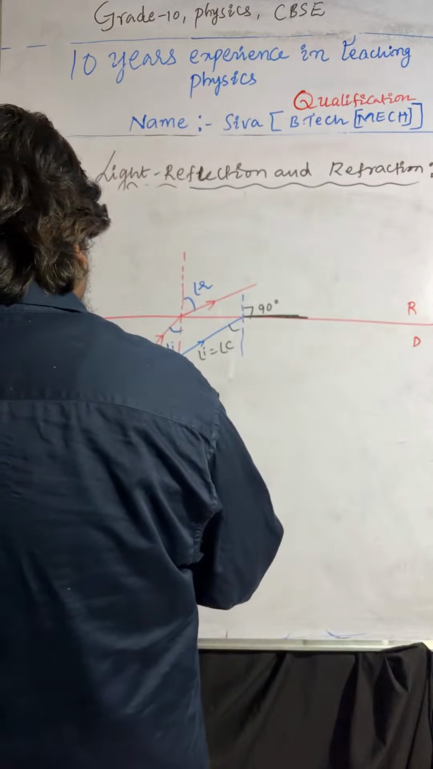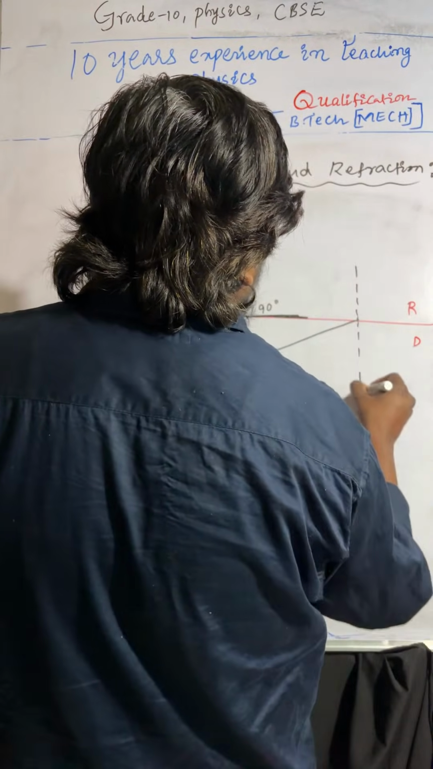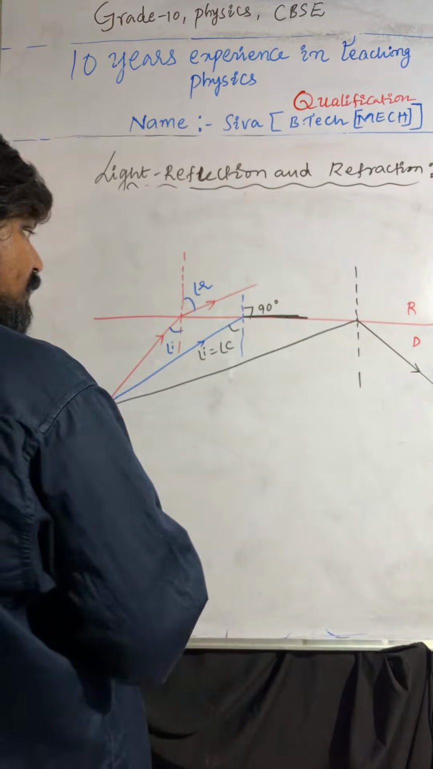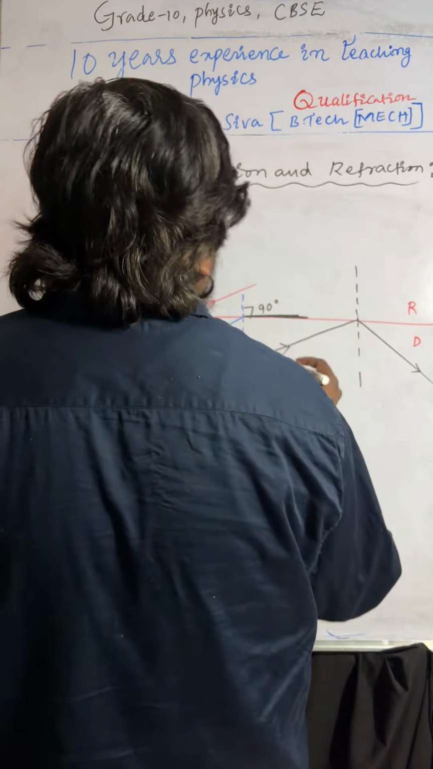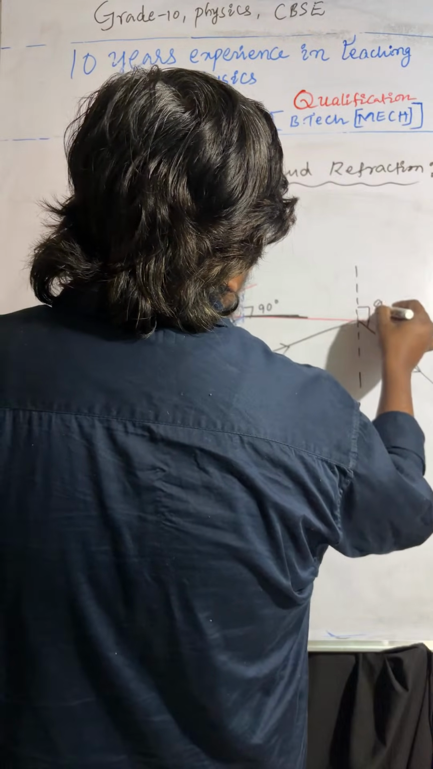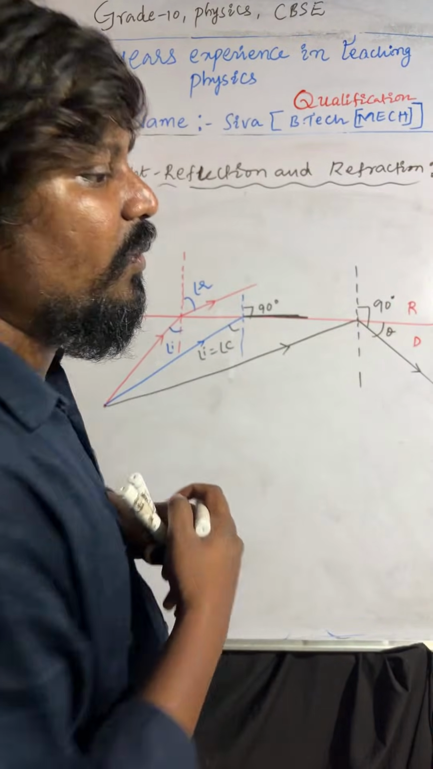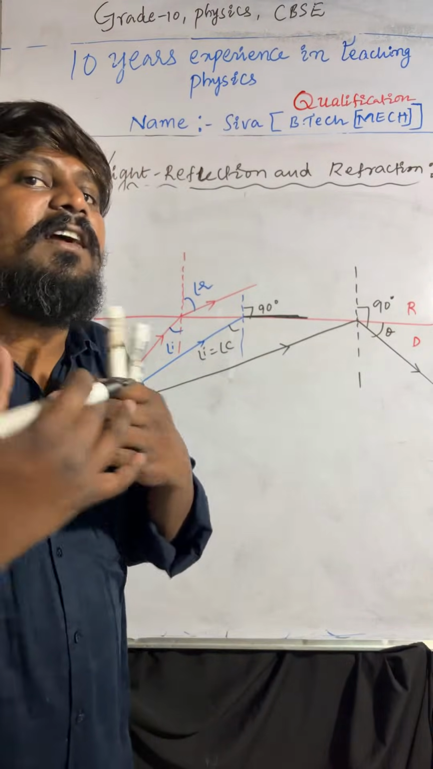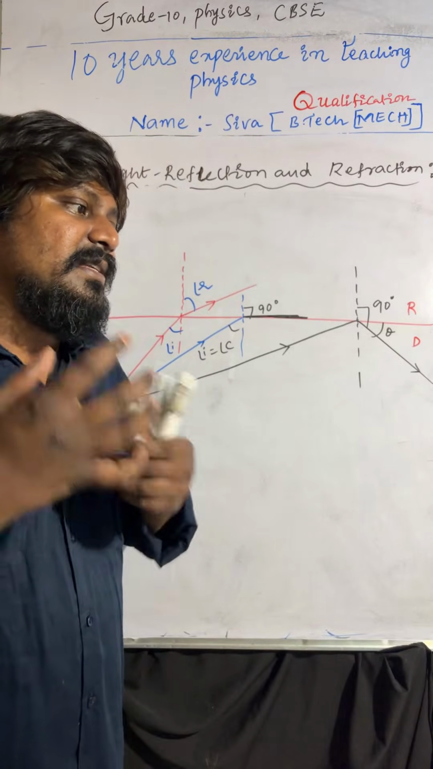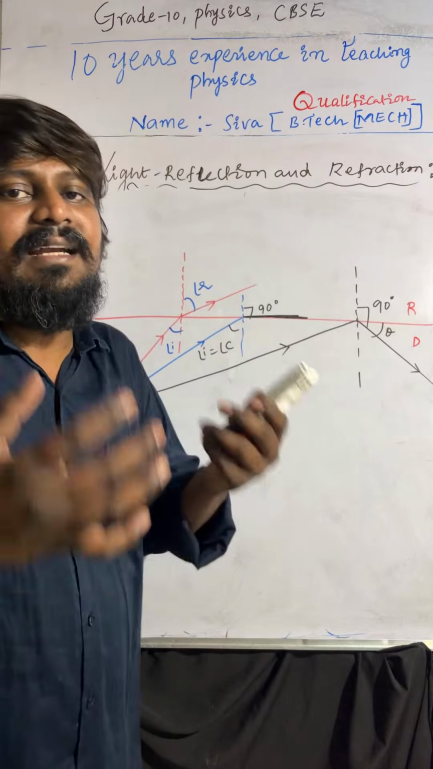And here the light ray is passing. At a certain angle of incidence, the light ray bends into the same medium. This is the incident ray, and this is the angle of incidence. It is making more than 90 degrees, 90 plus theta. So if it is more than 90 degrees, the light ray reflects back into the same medium. This phenomenon is called total internal reflection.